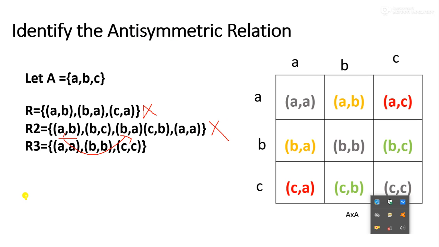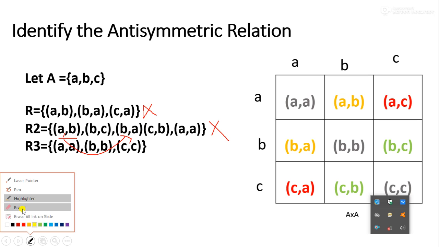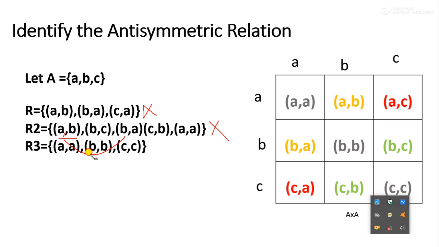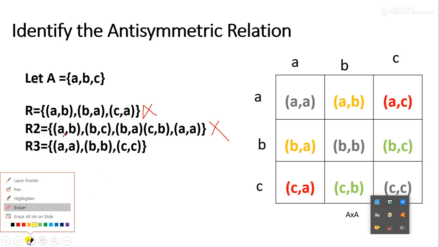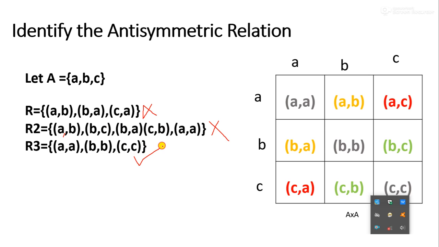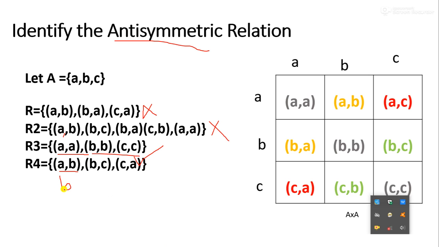So here we have another relation which contains all the diagonal elements. In an antisymmetric relation, we can allow diagonal elements. Therefore, this relation is antisymmetric as well as symmetric. Because in antisymmetry, we allow these diagonal elements. And we have another relation, that is AB. So the symmetric pair of AB is BA. So we don't have BA in this relation.